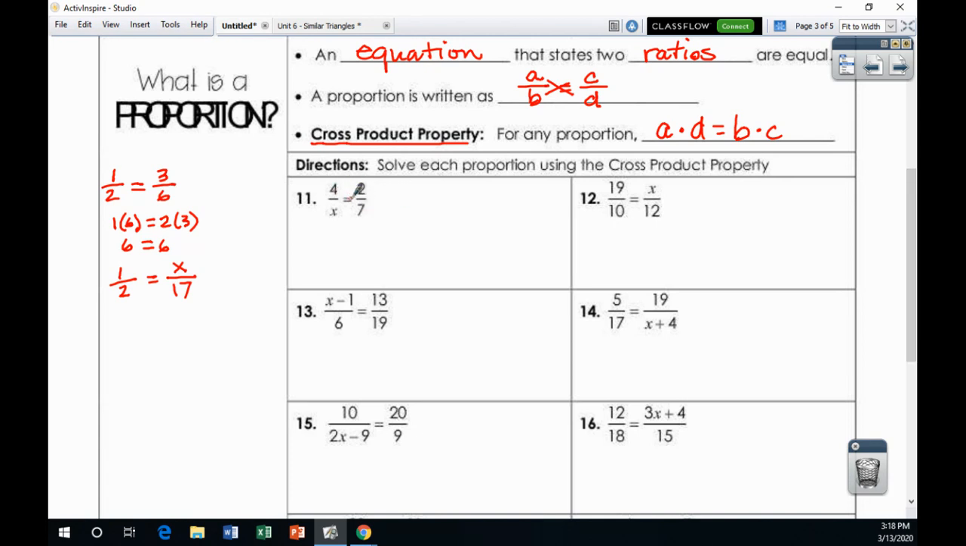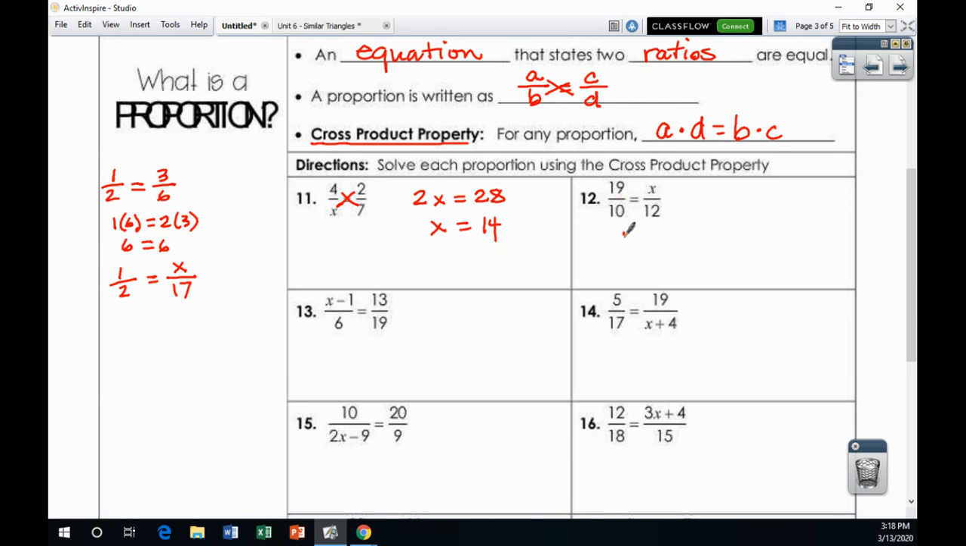It doesn't matter which one you cross multiply first. I like for my x to be on the left side, so I'm going to say 2 times x is 2x, and 4 times 7 is 28. So dividing by 2, I get 14. So basically what we're saying is that 4/14 is going to reduce to 2/7. 4/14 is equal to 2/7.